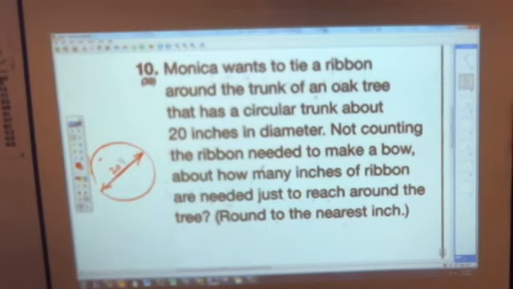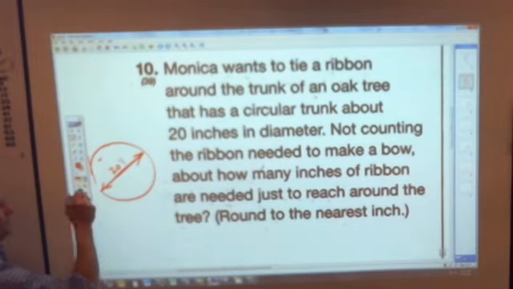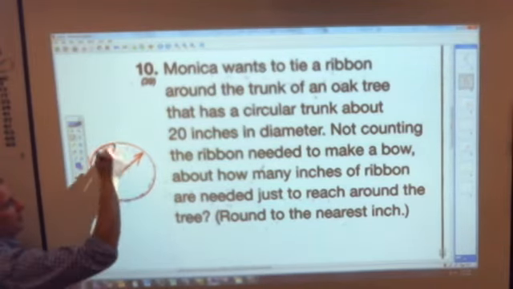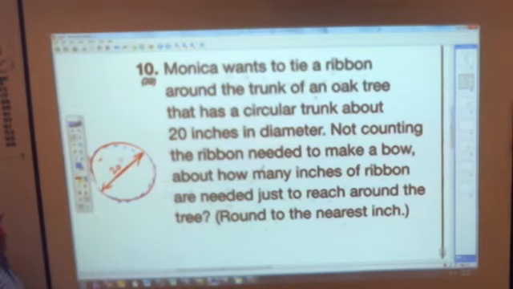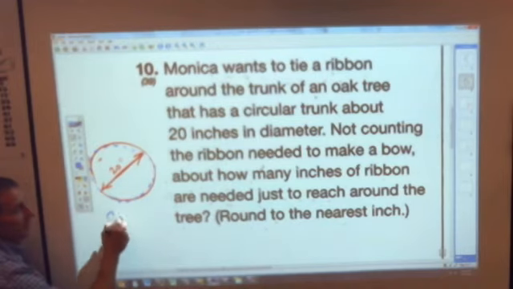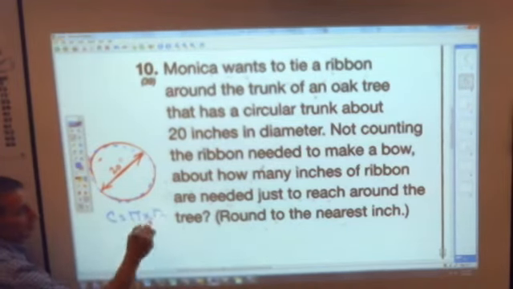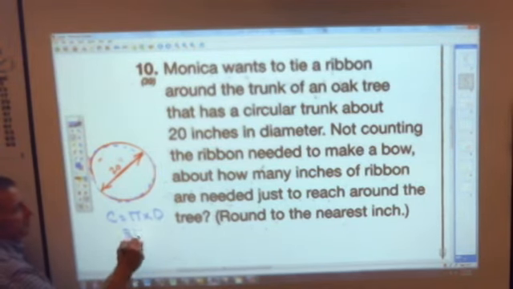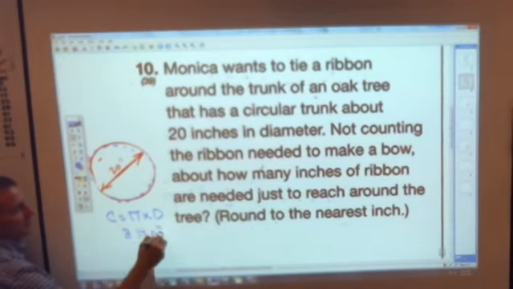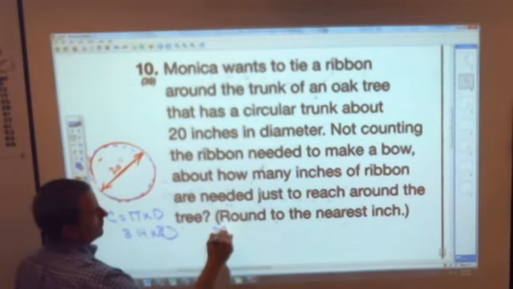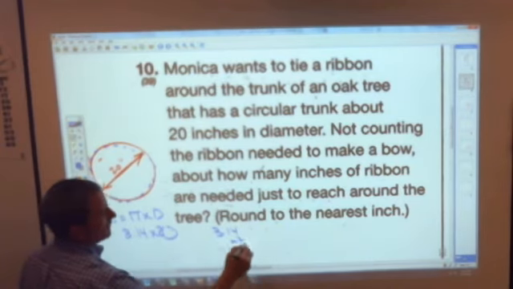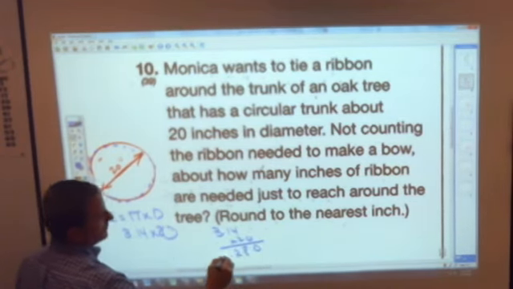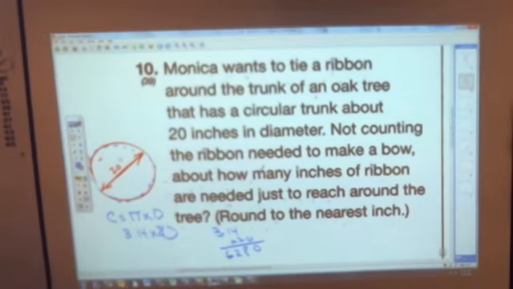Not counting the ribbon needed to make a bow, how many inches of ribbon are you needed to reach around the tree? What am I looking for? I am looking for the distance around said tree, which is circumference. Did you have circumference written down? That's the distance around. And that is pi times diameter. It doesn't tell me what to use for pi, so then I probably should use 3.14. The diameter it does tell me is 20. If I multiply 3.14 times 20, I end up with, is my answer 6,280 inches?